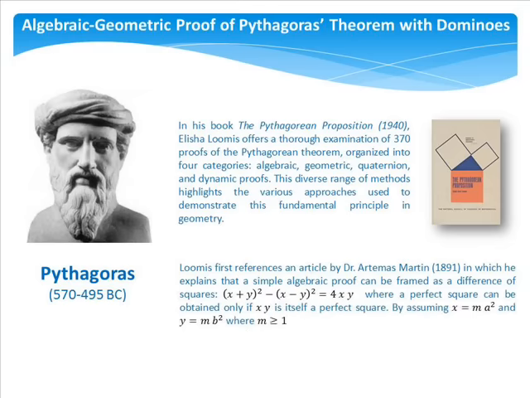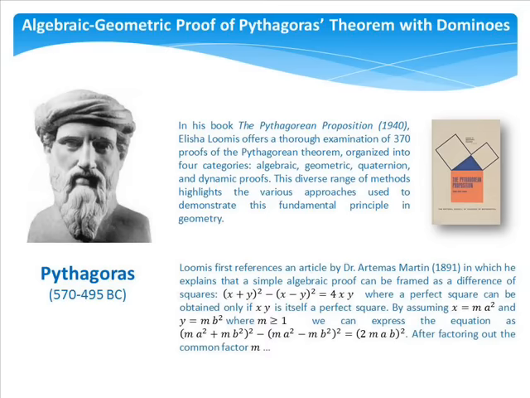By assuming x equals m times a squared and y equals m times b squared, where m is bigger or equal to 1, we can express the equation as the square of m times a squared plus m times b squared minus the square of m times a squared minus m times b squared, which is equal to the square of 2 times m times a times b. After factoring out the common factor m, we are left with the square of a squared plus b squared minus the square of a squared minus b squared, which is equal to the square of 2 times a times b.